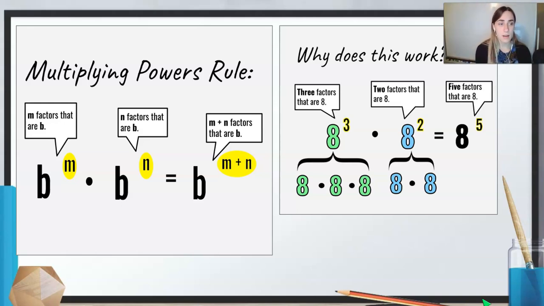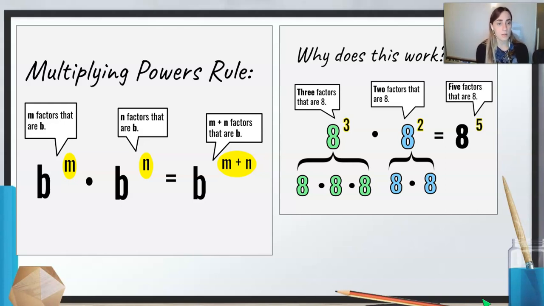So when we talk about expanded form, it's really important that we use the language of 3 factors that are 8, just like we said 3 factors that are 10, because it reinforces that 3 in the exponent for 10 to the 3rd power, for 8 to the 3rd power, for any base to the 3rd power, that exponent is still communicating the number of factors we have that are the base.